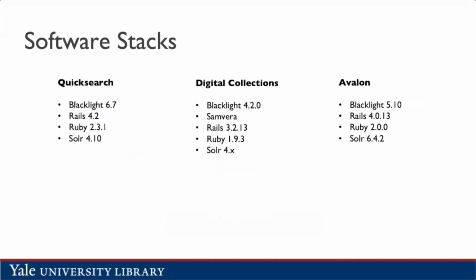Here's some information about the software stacks at Yale Library. We have various versions of Rails, Ruby, and Blacklight. You can see we have Blacklight 4, 5, and 6, and we also have different versions of Solr.